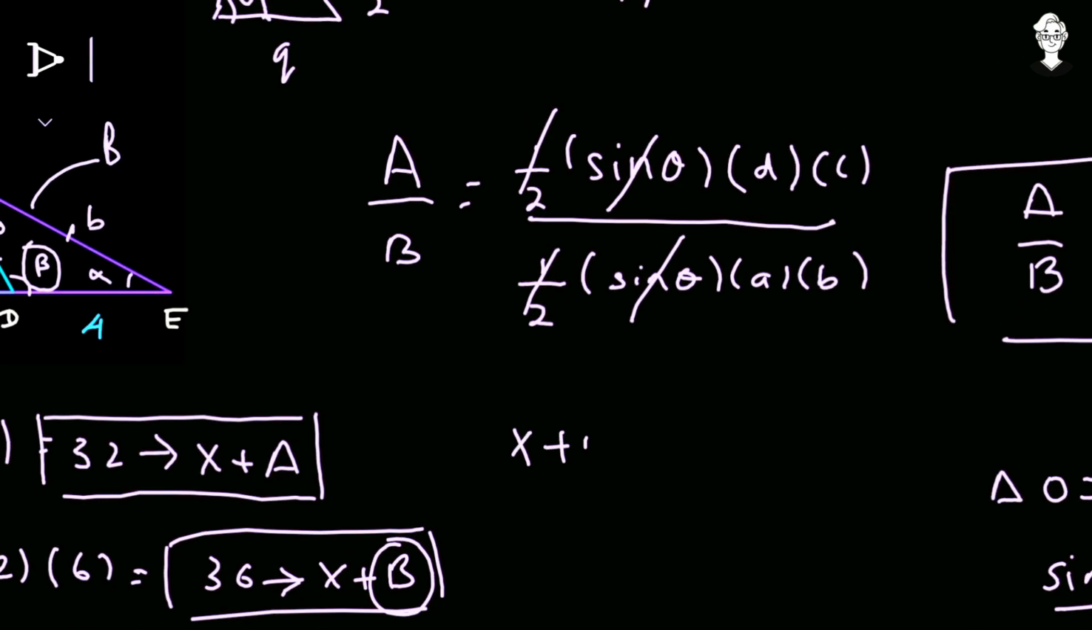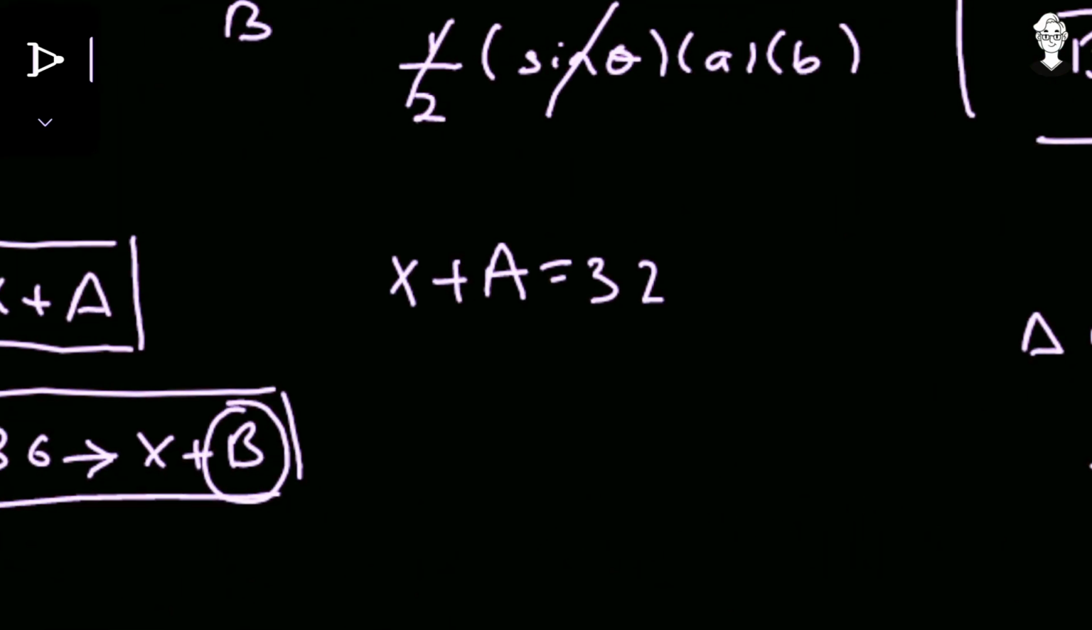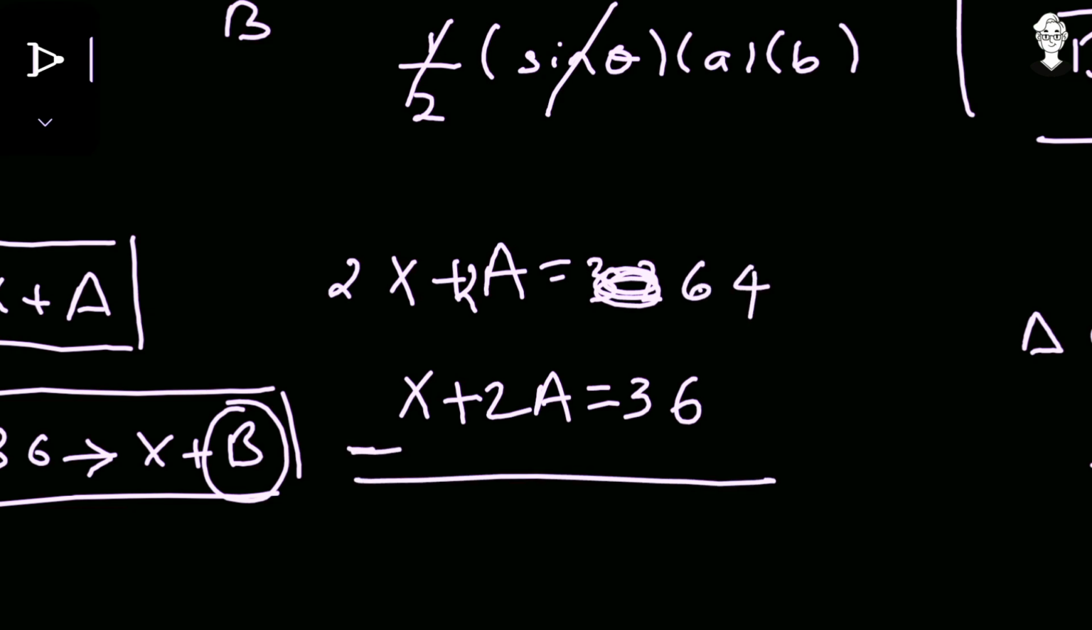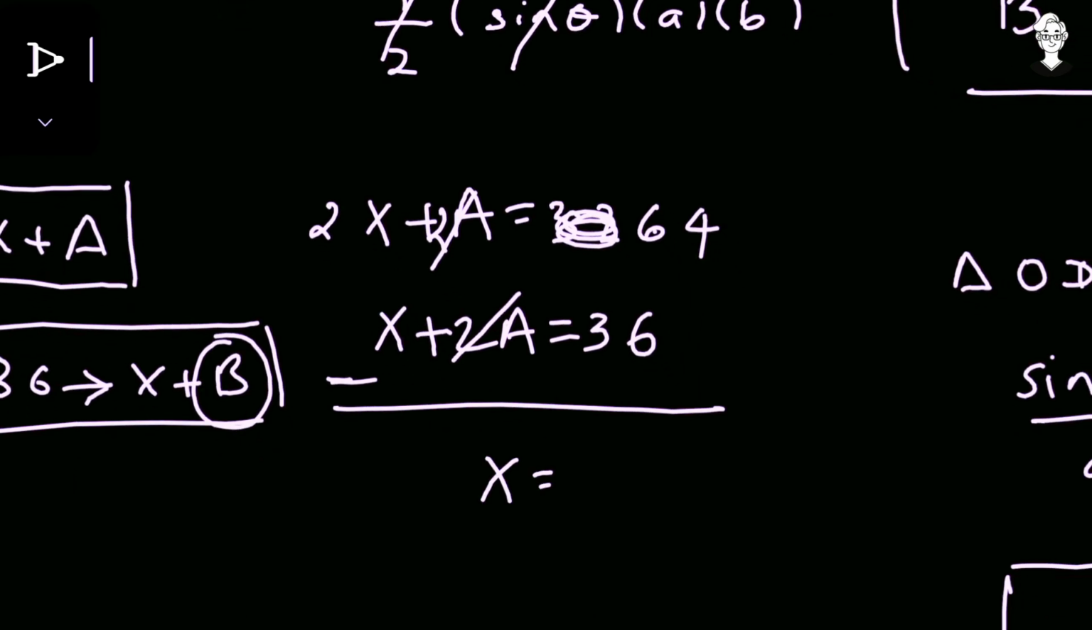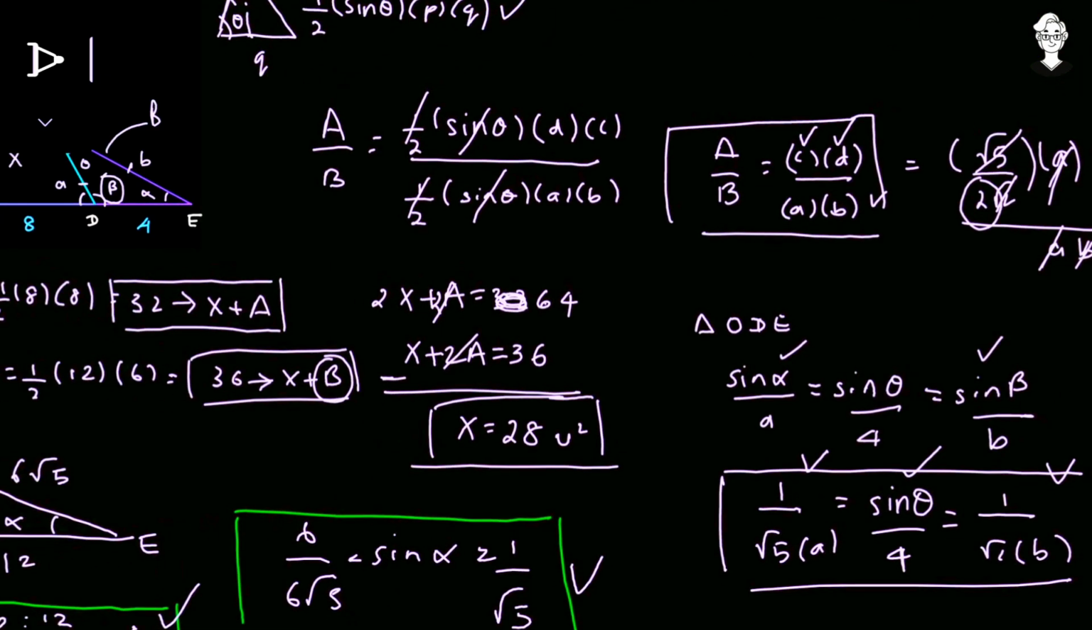So first equation, x plus A is equal to 32. Now instead of B, I can write 2 times A. So now x plus 2 times A is equal to 36. I can multiply the first equation by 2, so 2 over there, 2 over here, 2 into 32, that's 64. And now I can subtract both equations. So 2A got cancelled out. 2x minus x is x. 64 minus 36 is 28. And x is equal to 28 unit square. And that's our answer, that x is equal to 28 unit square.